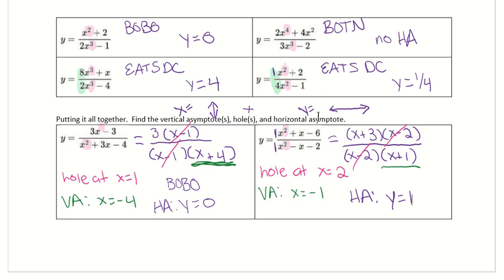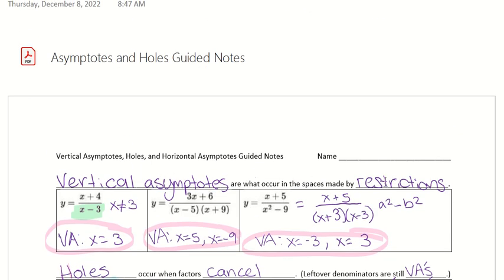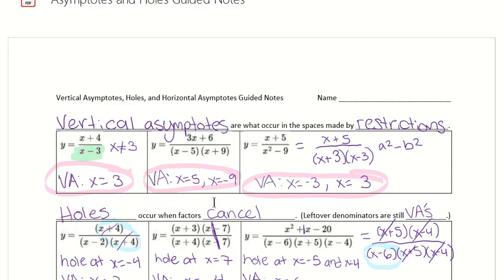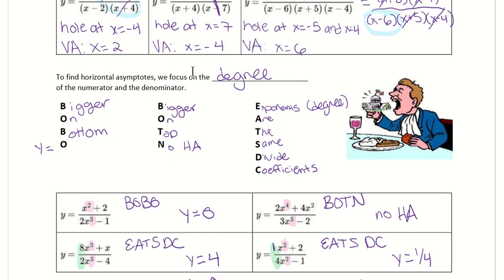So those are the big takeaways from today. We find vertical asymptotes based on where the restrictions are. We find holes based on where we cancel factors, and then we use the degree of the numerator and the denominator, and we use this silly little mnemonic device to help us figure out where our horizontal asymptotes are.